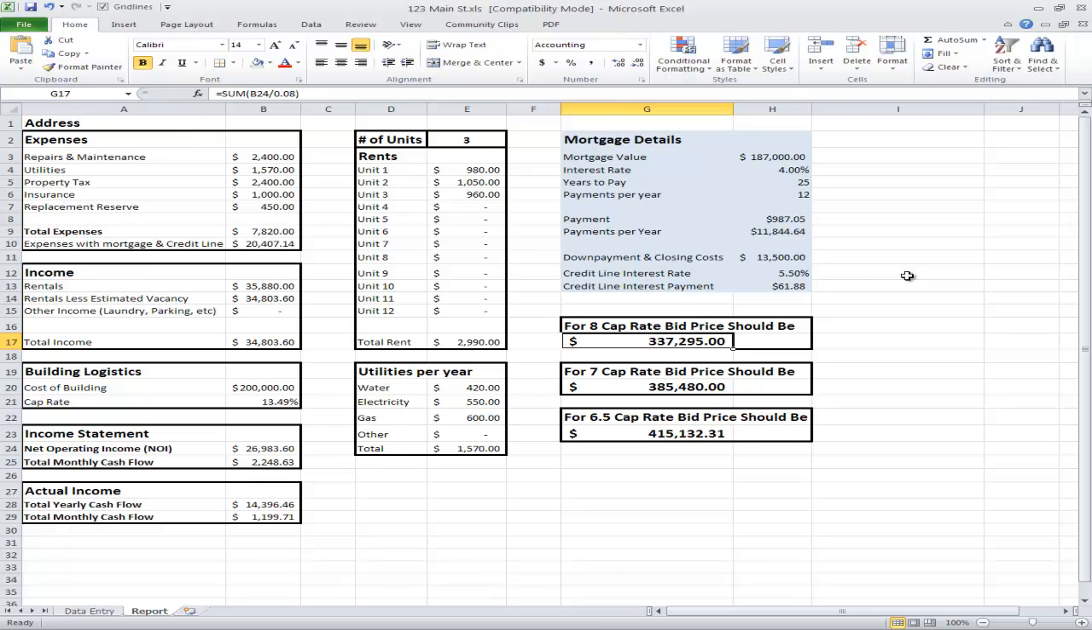Alright, so there you go. The middle part is just a reiteration of what we did on the data entry side. It just gives us a summary of all those other incomes and expenses that we had.